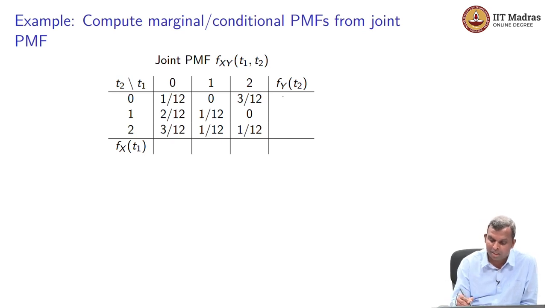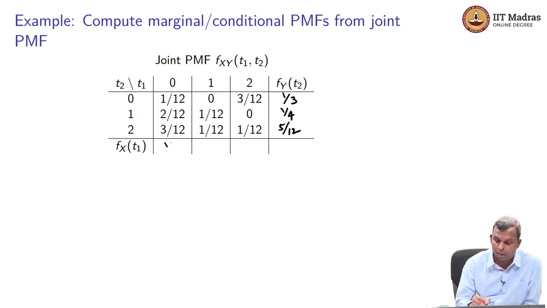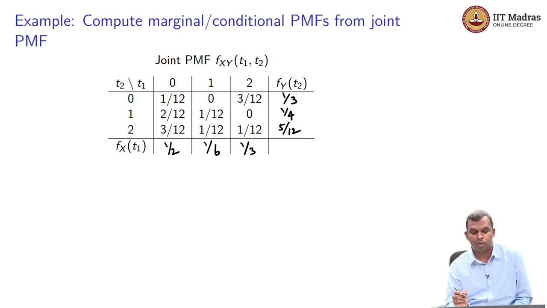So here first step is to compute the marginal, right? If you add up these two, you get 4 by 12, which is 1 by 3. Here you get 3 by 12, which is 1 by 4. Here you get 5 by 12. Here again if you add, you get 1 by 2, 1 by 6, 1 by 3. So those are the marginals, that's okay.